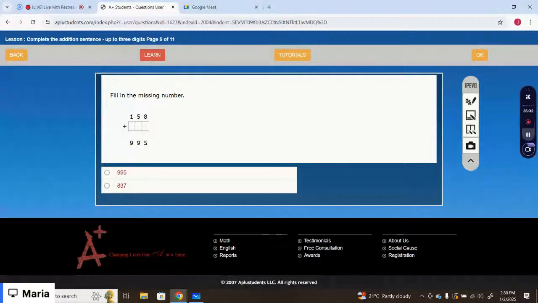Fill in the missing number. 158 plus the missing number equals 995. So which is the correct option?